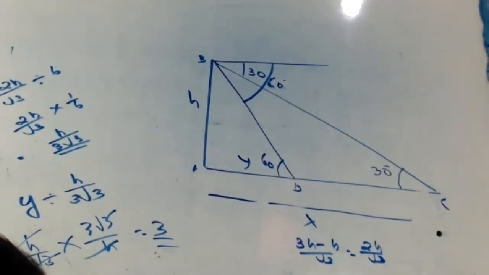Towards the foot of the tower to a point B, the angle of elevation increases to 60 degrees.